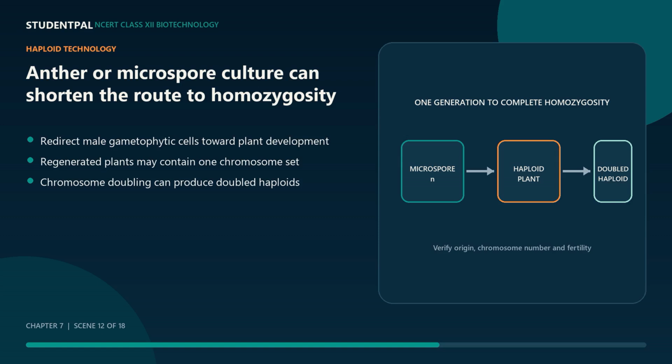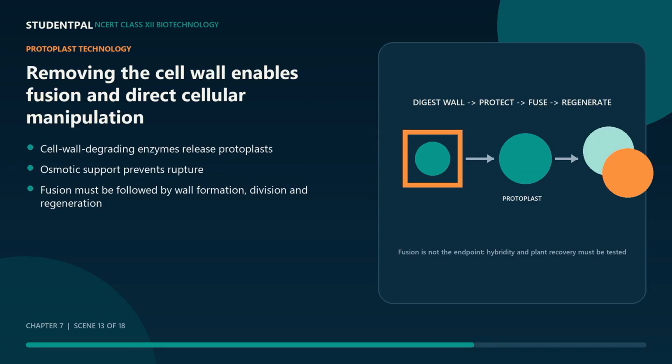A complete answer links gametophytic origin, haploid regeneration, chromosome doubling, homozygosity, and verification. A protoplast is a plant cell whose wall has been removed, while the plasma membrane remains intact. Cellulase and pectinase preparations digest wall components, and an osmotic stabilizer prevents excessive water entry and rupture. Purified viable protoplasts can take up molecules or fuse with other protoplasts.